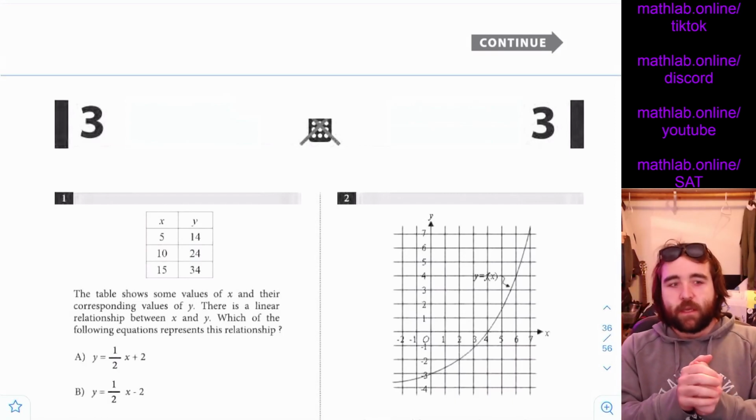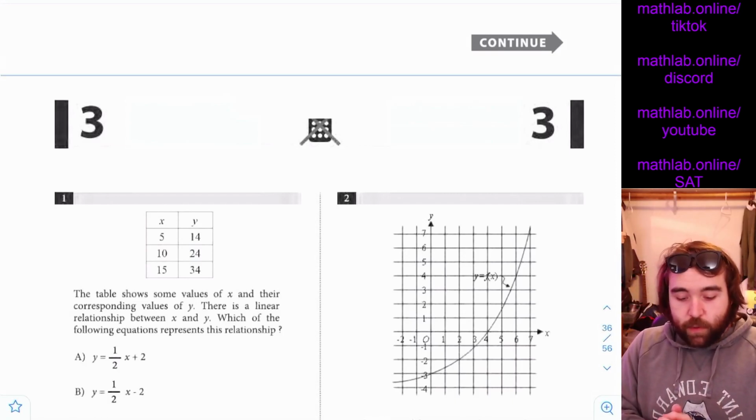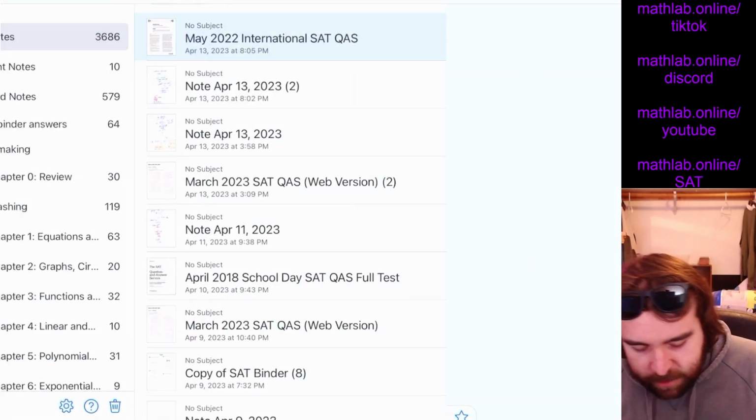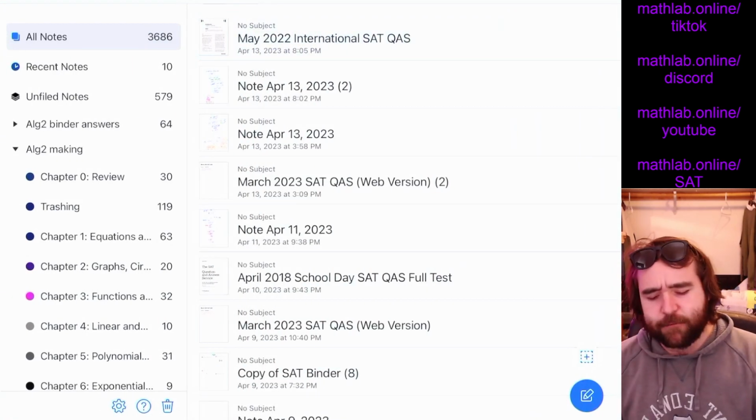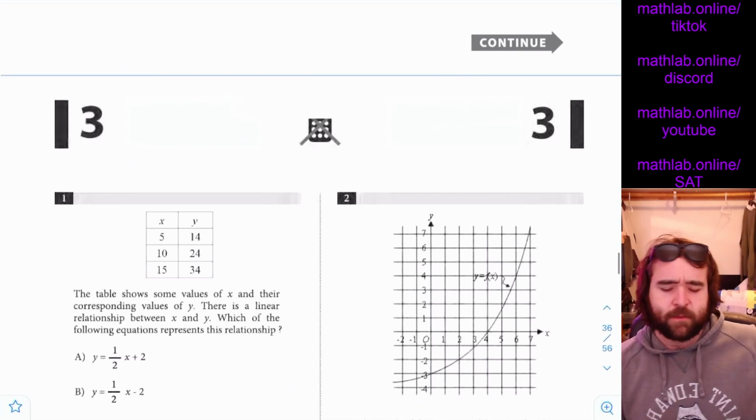All right, so this is the March 2022, I believe, International Edition test. I try to stray away from the international one sometimes, but it should be the same, right?